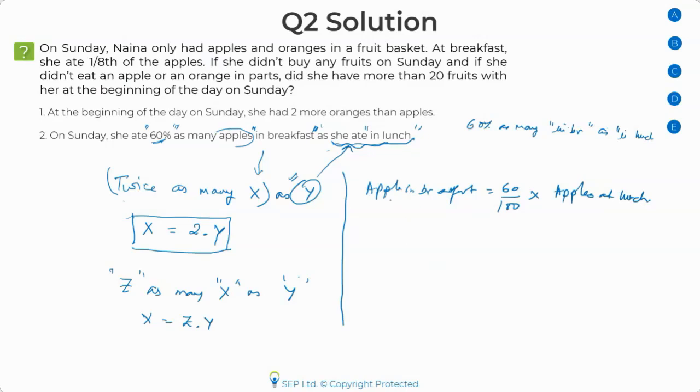So now I know the amount of apples she had. They clearly told me that at breakfast she ate an eighth of the apples. So I can write it like this: a/8 is equal to 60/100, which is 3/5, of the apples she ate at lunch. So the apples that she's eating at lunch are 5a/24, where a is obviously the total number of apples.